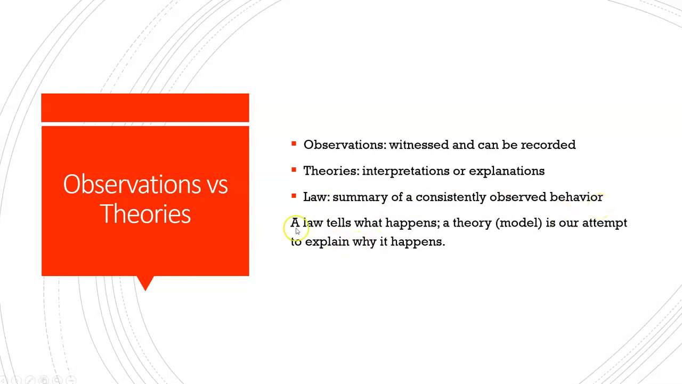So a law, like the law of gravity, tells what happens. We can predict with great certainty and repeatedly observe that when you drop an object, that gravity causes a certain amount of acceleration on that object. A theory is to then try to explain why that thing is happening.